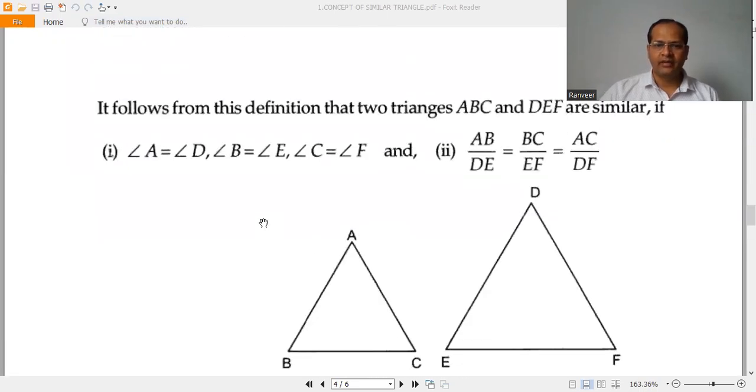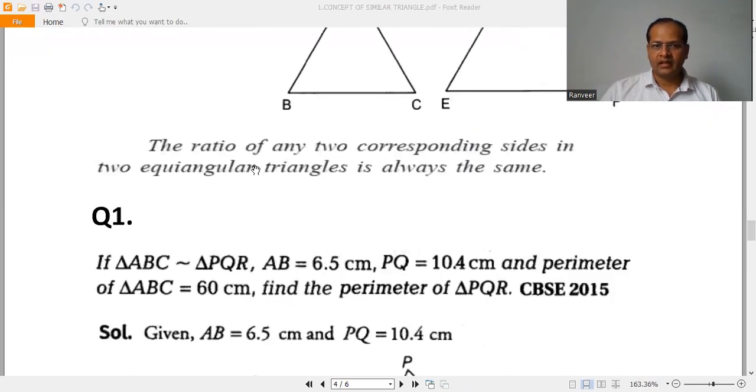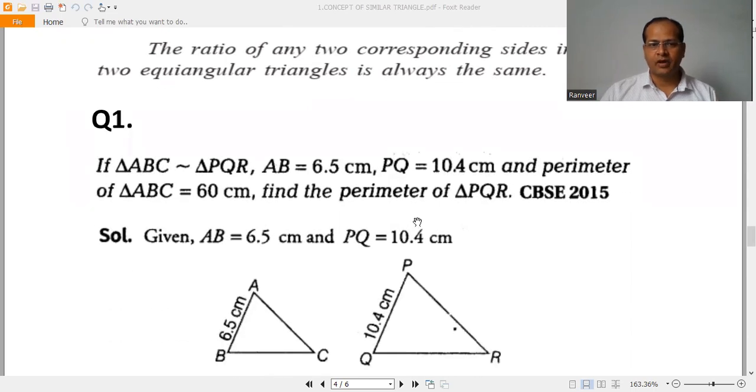So in the figure we see these two triangles. Angle A, angle D, angle B, angle E, angle C, angle F, and the corresponding sides are in the same ratio. So AB by DE equal to AC by DF equal to BC by EF. Now, the ratio of any two corresponding sides in two equiangular triangles is always the same. We will see some problems.